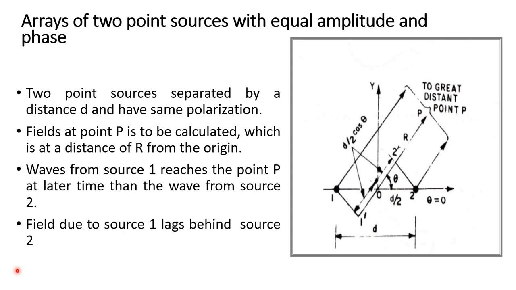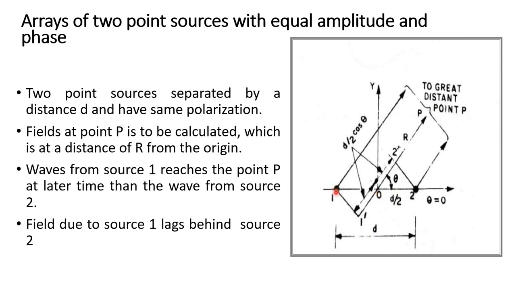So in this presentation we will be seeing the first condition, that is array of 2 point sources with equal amplitude and phase. So in this, 2 isotropic point sources 1 and 2 are situated symmetrically with respect to origin, and this 1 and 2 are separated by a distance d and have the same polarization. We have to calculate the field at a distant point P, which is at a distance r from the origin.